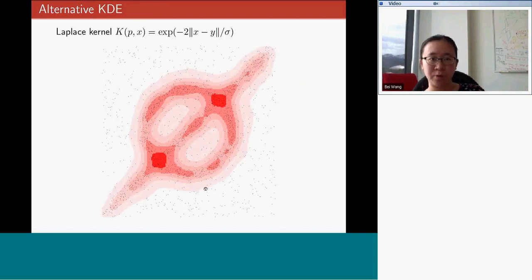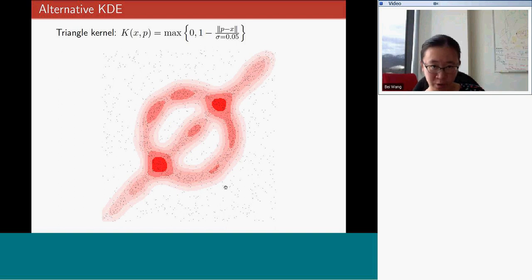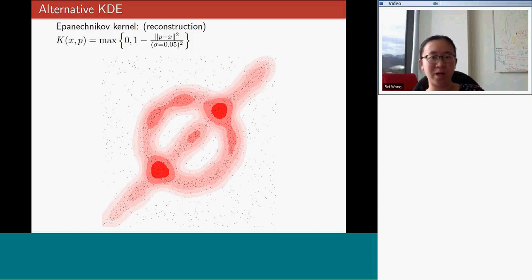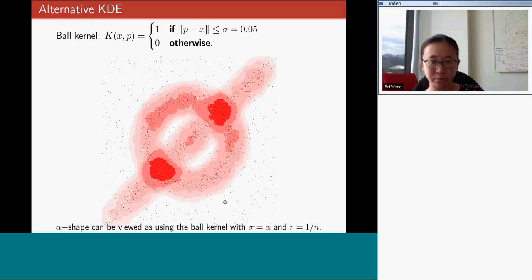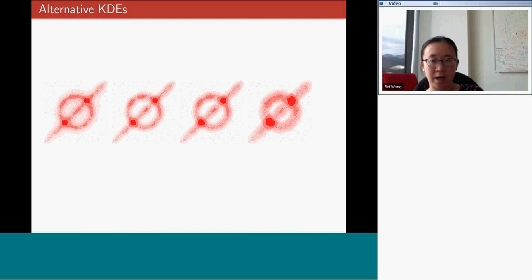Here is an example of alternative kernels and looking at kernel density estimates of those functions. This is the same data set using the Laplace kernel, and this using the triangle kernel, and using what I call the E kernel, and this is finally using the Bohr kernel. And what we claim is that the alpha shape could be considered as using the Bohr kernel with the following parameter setting. As you see, it's not nice looking as a kernel for inference. Here are all the kernels put next together.